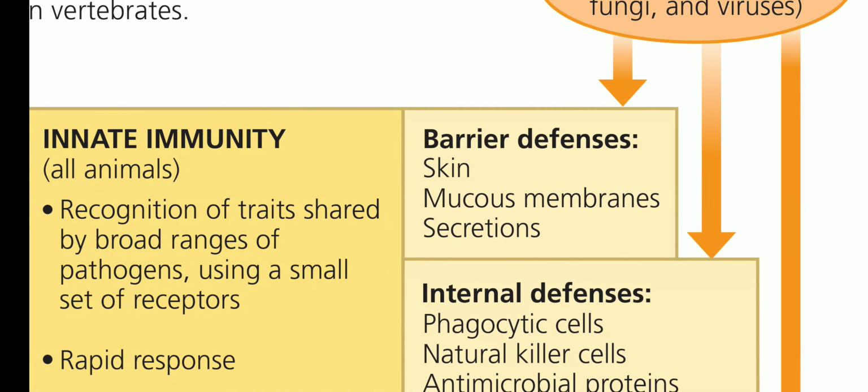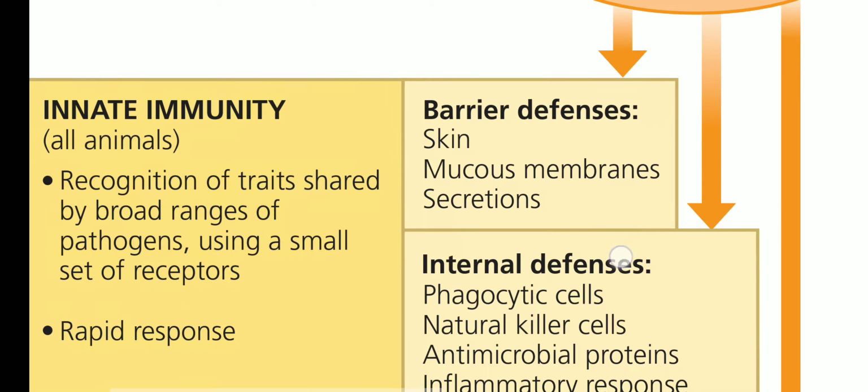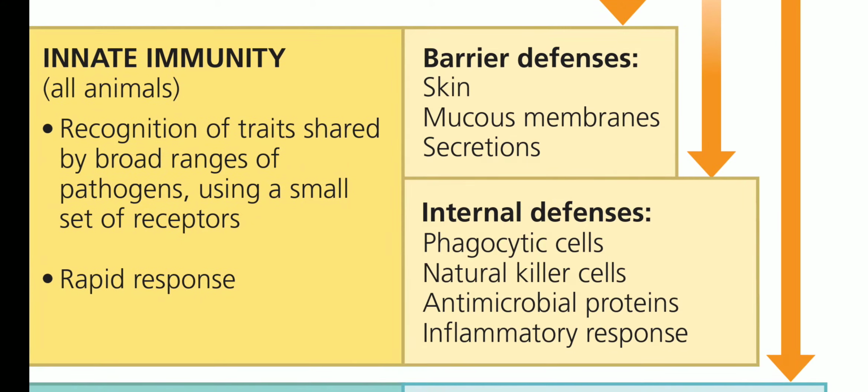Now the innate immunity is mainly found in barrier defense and internal defense. There are some cells which are responsible for this internal defense and innate immunity. I don't know the answer. If you know, just comment below. The barrier defense and internal defense.